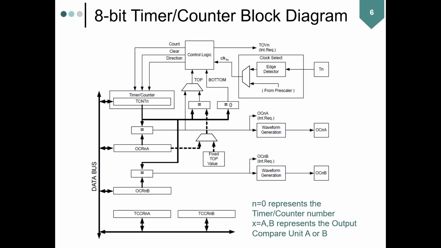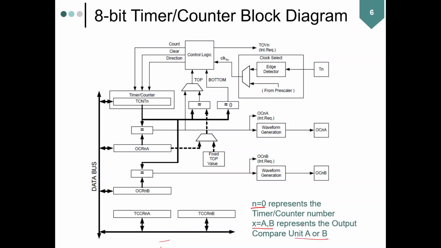So this is the block diagram of the 8-bit timer or counter. So let's just see how it functions. First of all, you should understand that n equal to 0 represents the timer counter number. So if n is 0, this means we are talking about timer 0. X equal to A or B represents the output compare units A or B.